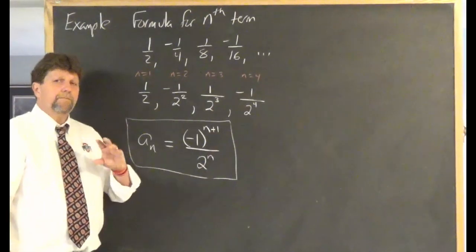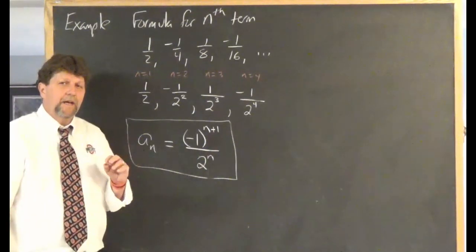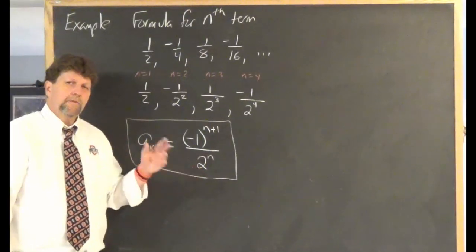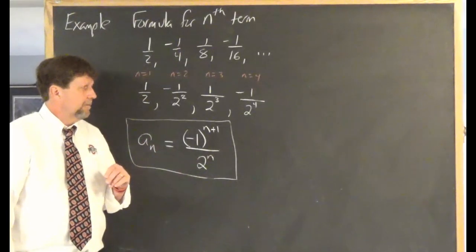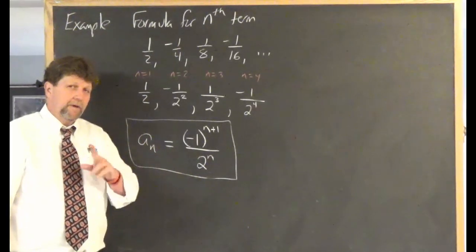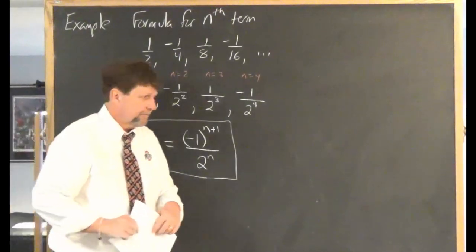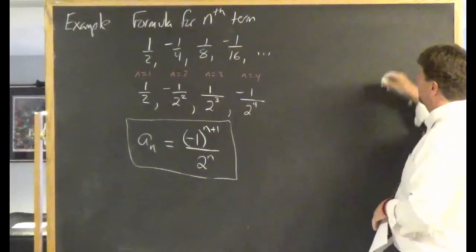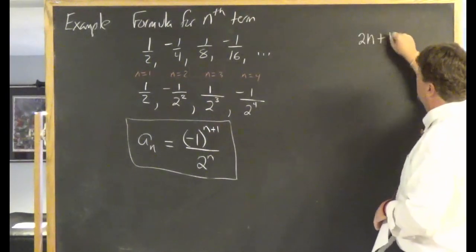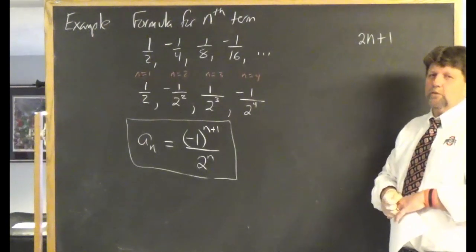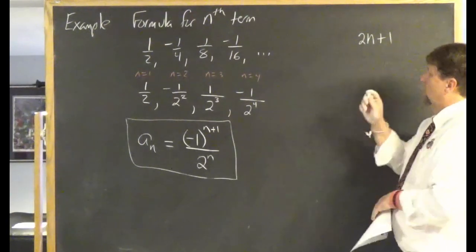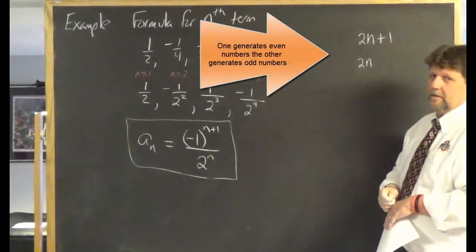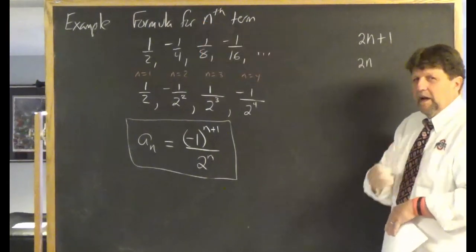So that was a quick look at a pattern and being able to come up with a quick little expression for it. This will come up later on. So I'm going to leave you with this little thought. For positive integers, what does the expression 2n plus 1 generate? What does the expression 2n generate? Let's head back to the slides.